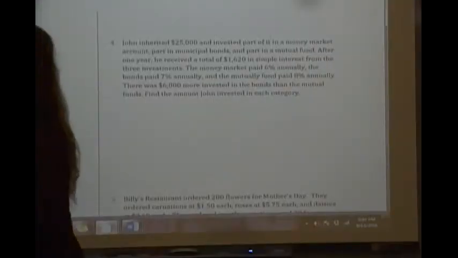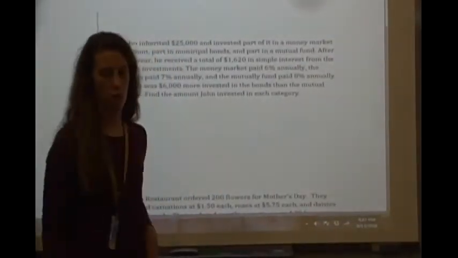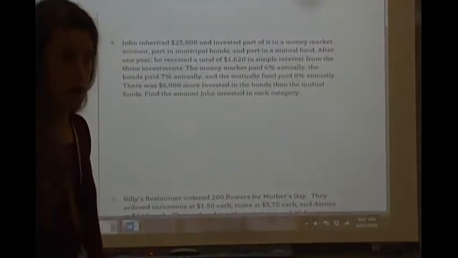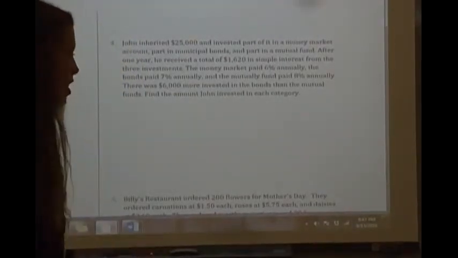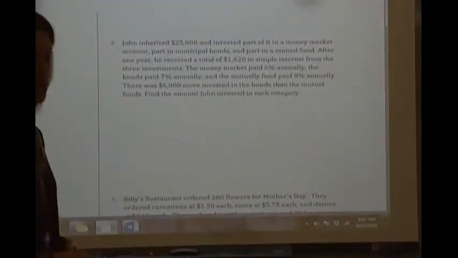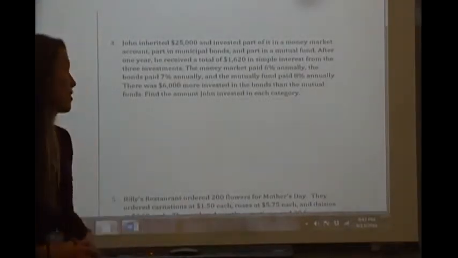You flip your sheets over on the back, and you'll see that we are going to be dealing with some money for our next equation. So John inherited $25,000. I wish I inherited $25,000.